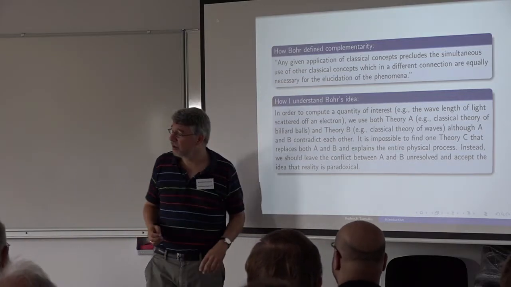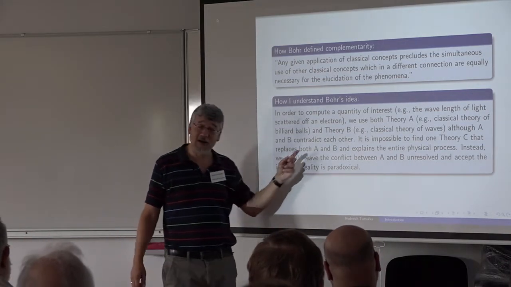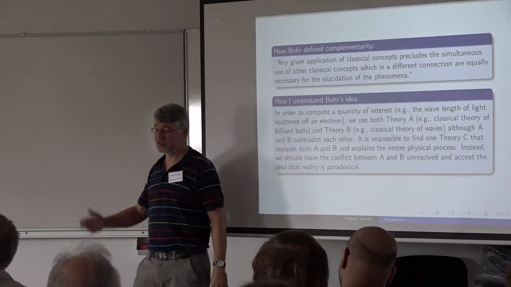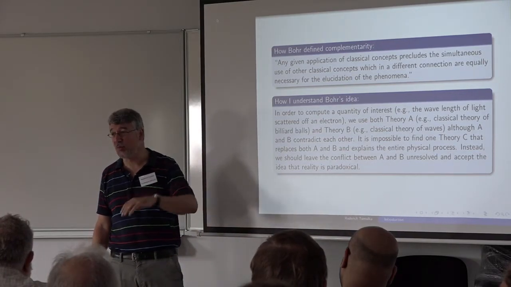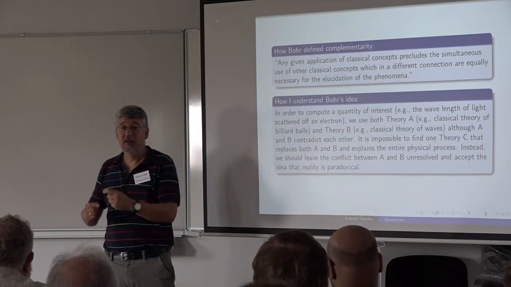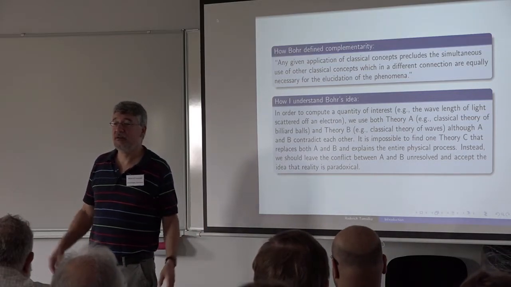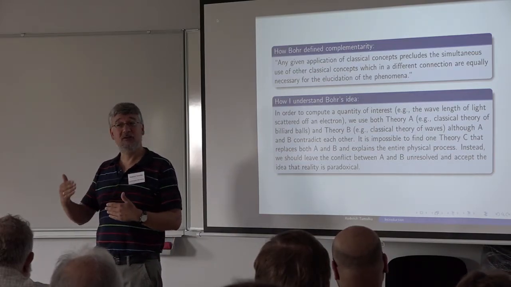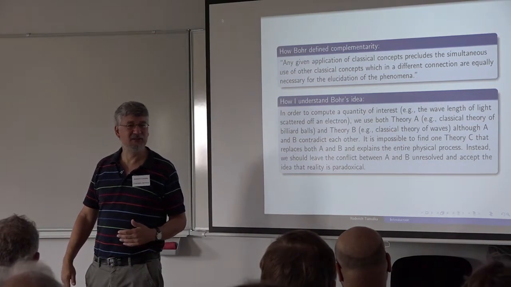Maybe that's what Bohr had in mind. You have these two theories that actually contradict each other, because one theory says a photon is a billiard ball, and the other theory says, no, it's a wave. But for doing the computation, you use one theory, then you use the other theory, you use both of them as if they were part of the same theory. But they're not. Your reasoning for arriving at the value that you predict is actually self-contradictory.